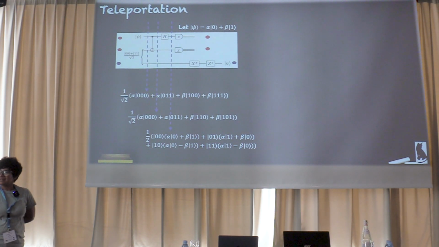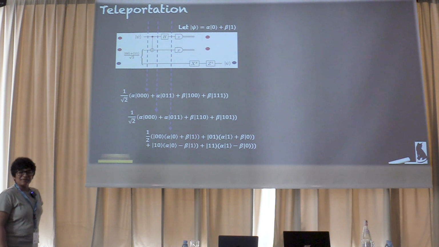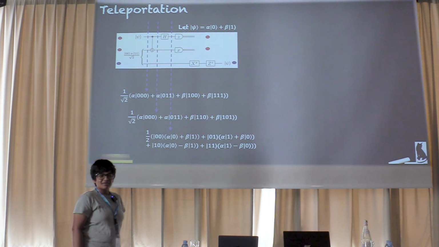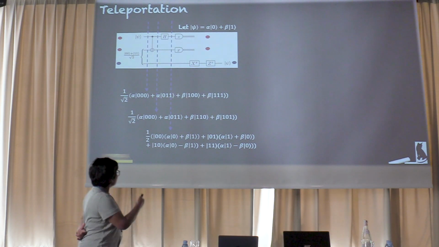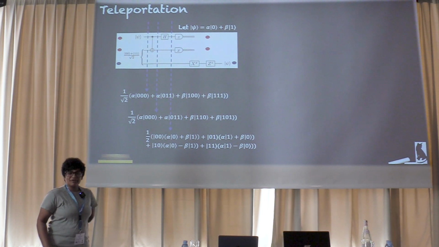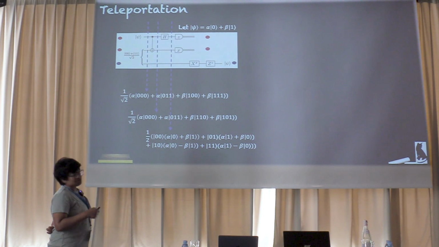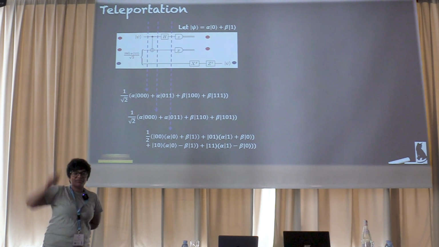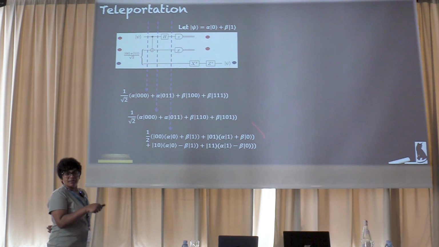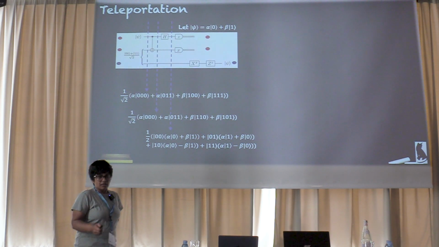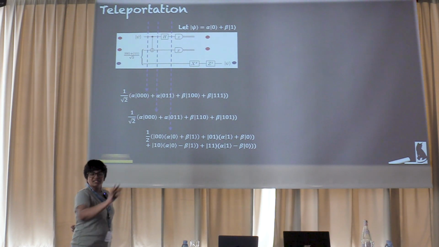Isn't this cool? Alpha can even be some uncomputable number. Yes, exactly. This is one of my favorite protocols for the same reason, because alpha can be of arbitrarily long precision. No matter what my alpha and beta are, this protocol works exactly, under the assumption that the EPR pair and everything is stable, okay?